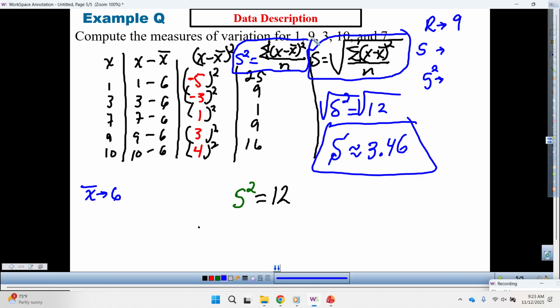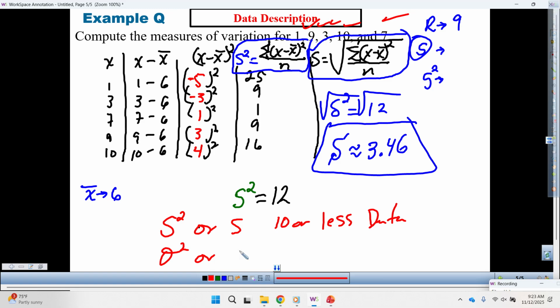Good question. Your colleague asked, Mr. Q, how do you know to use the S or use the sigma? Well, whenever you only have 5 to 10 numbers, which is a small amount of numbers, you use the letter S. Whenever you have more than 10 numbers, you use sigma. Did everybody hear that? Let me repeat that again. You use the letter S squared or S when it's 10 or less data. How many numbers did we start off with here? 5. So that's why I use the letter S. However, if it's more than that, you're going to use sigma squared or sigma.